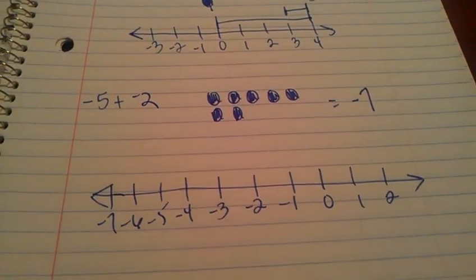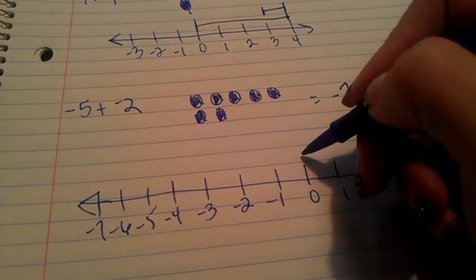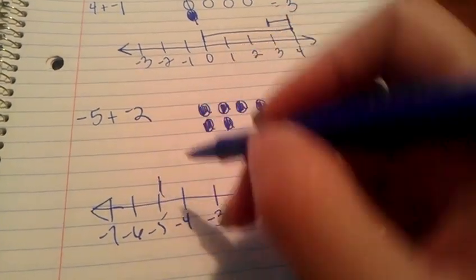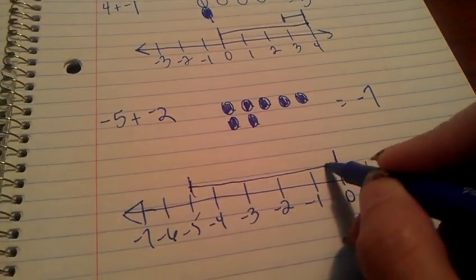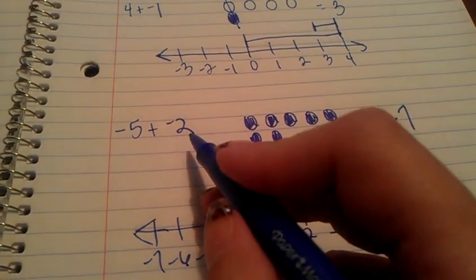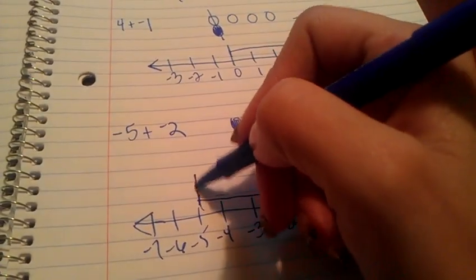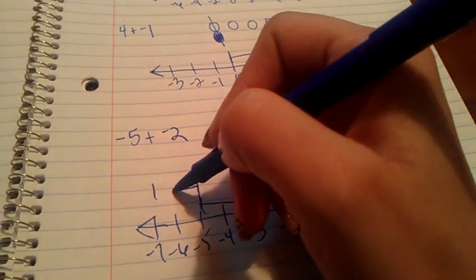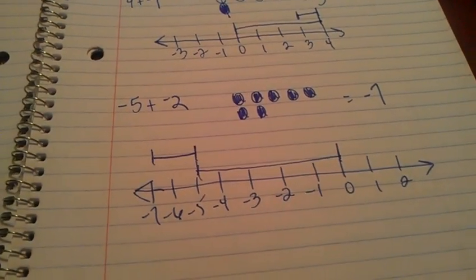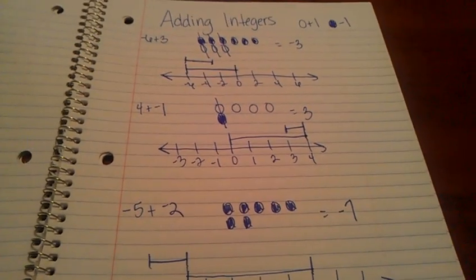Okay, so my problem starts off with -5, so that's the first thing I'm going to do. I'm going to go from 0 to -5. Now my problem says to go -2. So if I'm at -5 and I go -2, I end up at -7. And there are your adding integer examples.